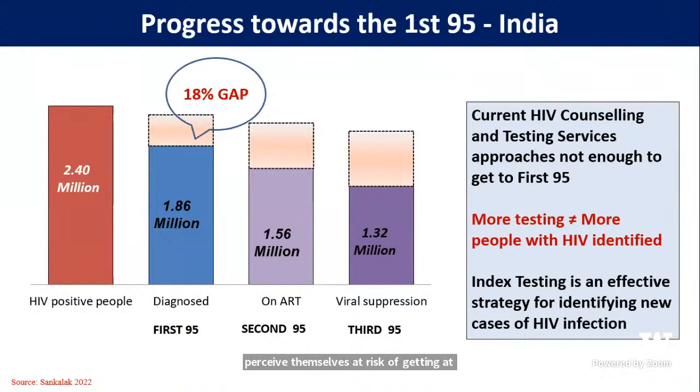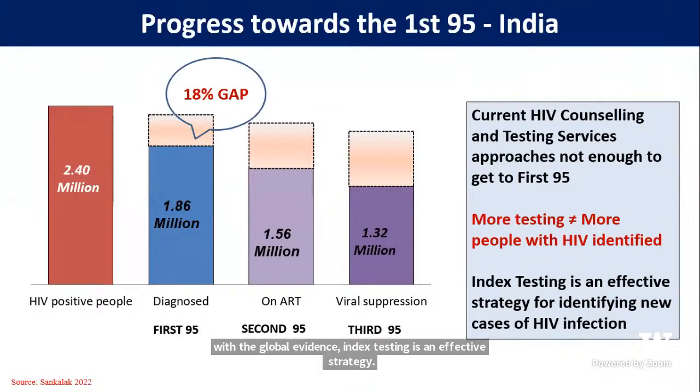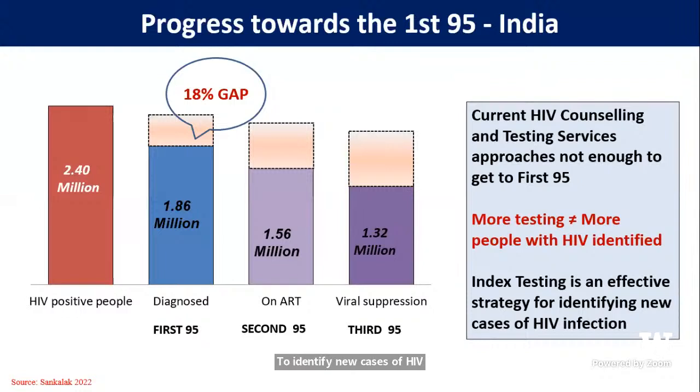There is a gap of 18% at the national level. This is from the latest Sankalak report. Whatever approaches we currently have under the program to diagnose people are not sufficient, and we need some different kinds of approaches to plug this gap. The idea is to test more people so that more and more people know their status. With global evidence, index testing is an effective strategy to identify new cases of HIV infection. So that is what is considered under the program for improving our case yield. Next, please.